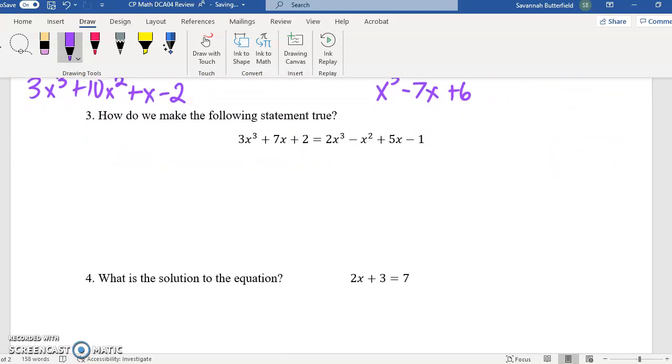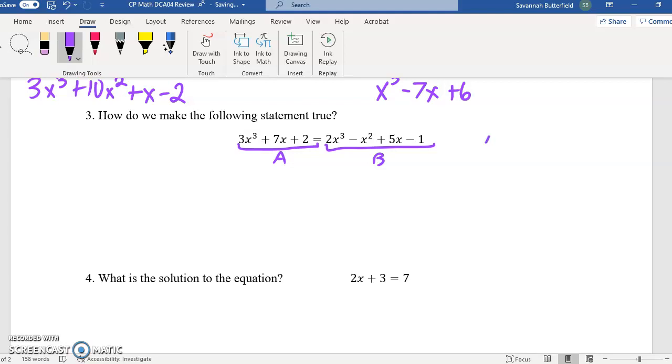Number 3 is a tricky one. It's not something that we have talked about too much in class, but there is a question about it on the DCA. So basically, we're going to call this polynomial A. All right, this left side is A. And we're going to call this right side B, just so I don't have to say the whole thing 15 times. In order to make it true, we need to make A equal to B.